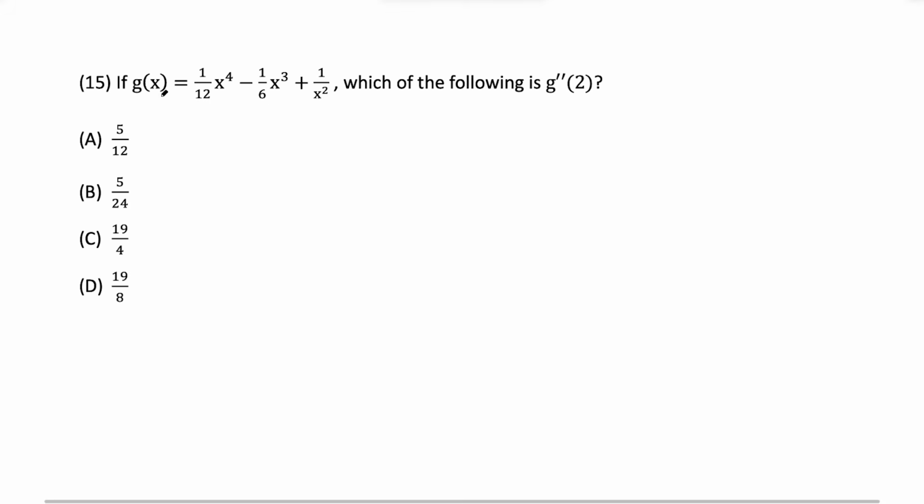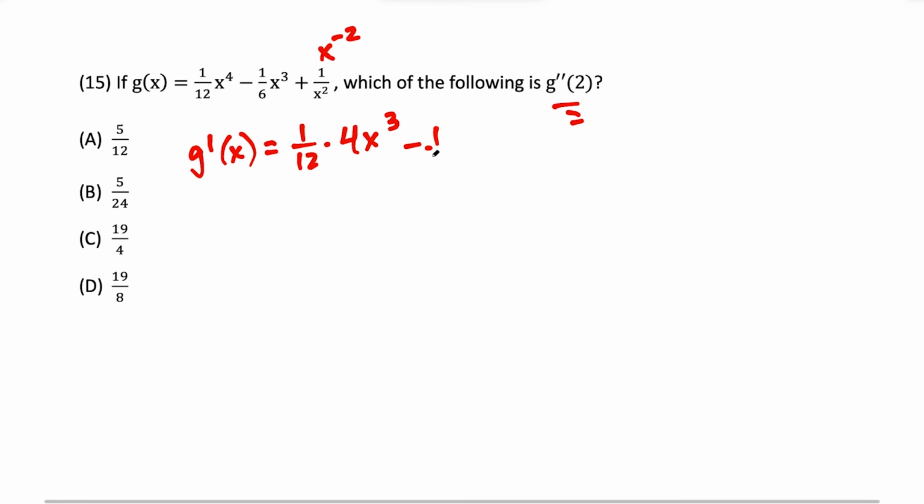Question 15, we have g of x given here, and we want to know which of the following is g double prime of 2. So first we have to rewrite that last term as x to the negative second, so that we could use the power rule here. So g prime of x, now we just use the power rule, is equal to, we have 1 over 12 is our constant attached by multiplication, so we just leave it alone. And we're multiplying that by the derivative of x to the 4, which is 4x to the third. We're just using the power rule.